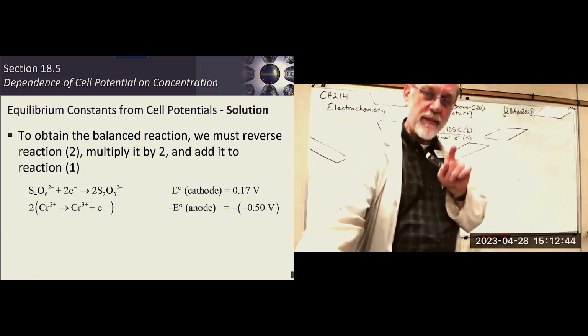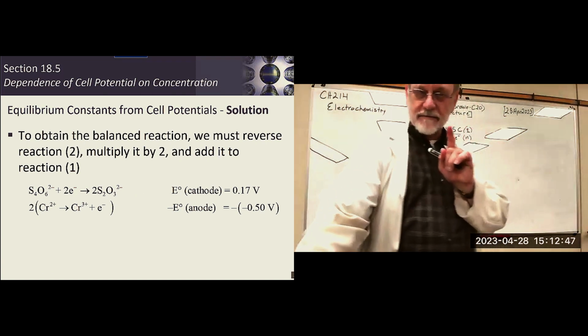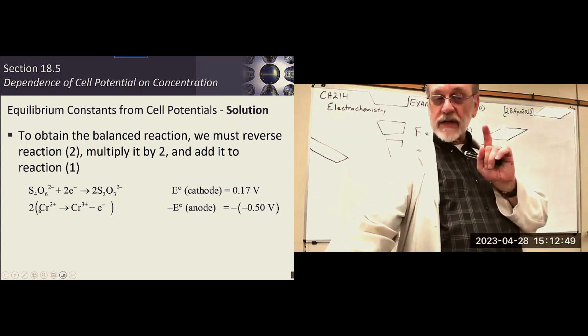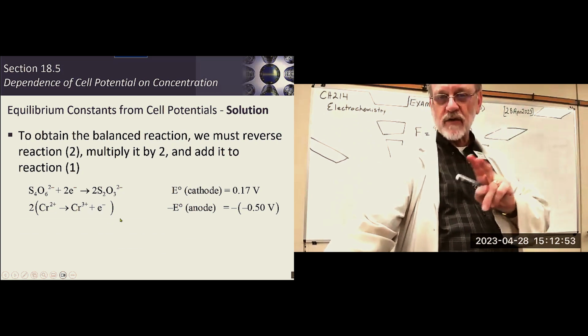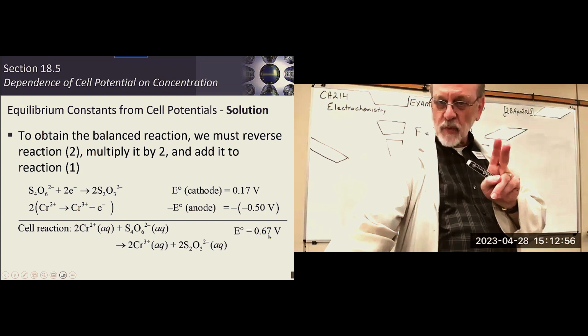But we also need to know how many electrons are transferred. So all we need to do is multiply the bottom one by 2. Now we know that 2 moles of electrons are transferred. Standard voltage is 0.67.